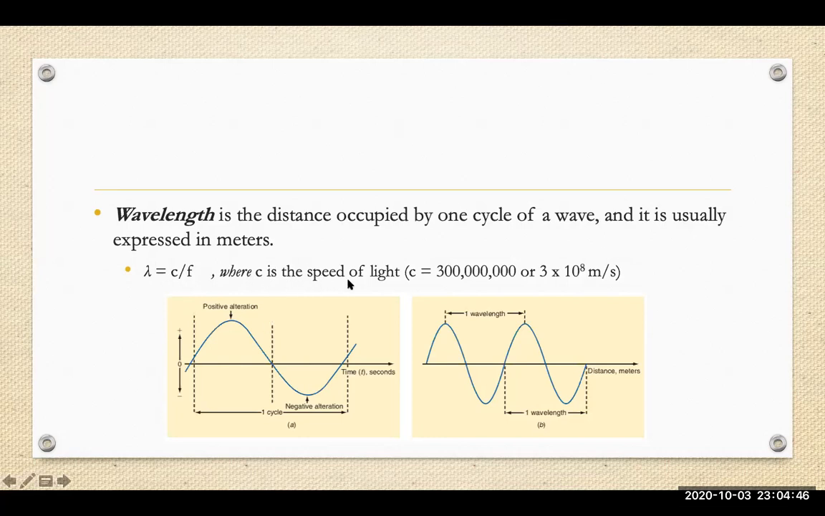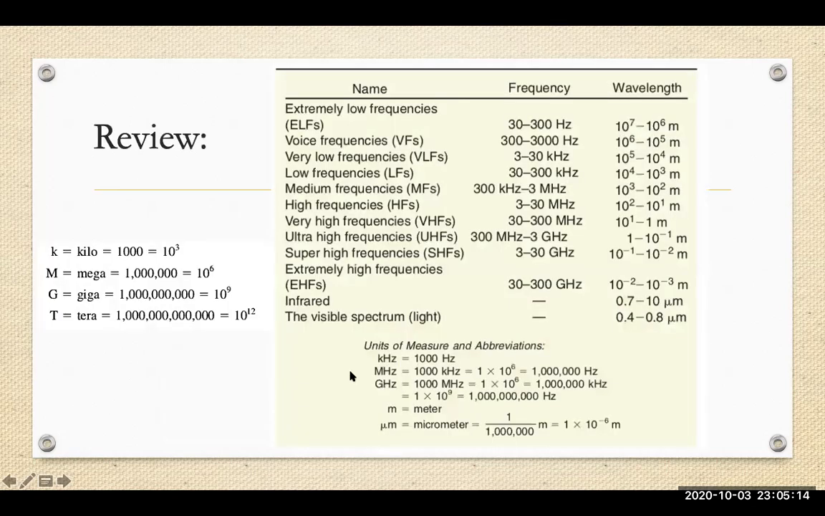So the speed of light is actually 299,792,800 meters per second, or approximately 300 million, or 3 times 10 raised to 8 meters per second. So we have here the figure illustrating the distance of one cycle of a wave, which is the wavelength.